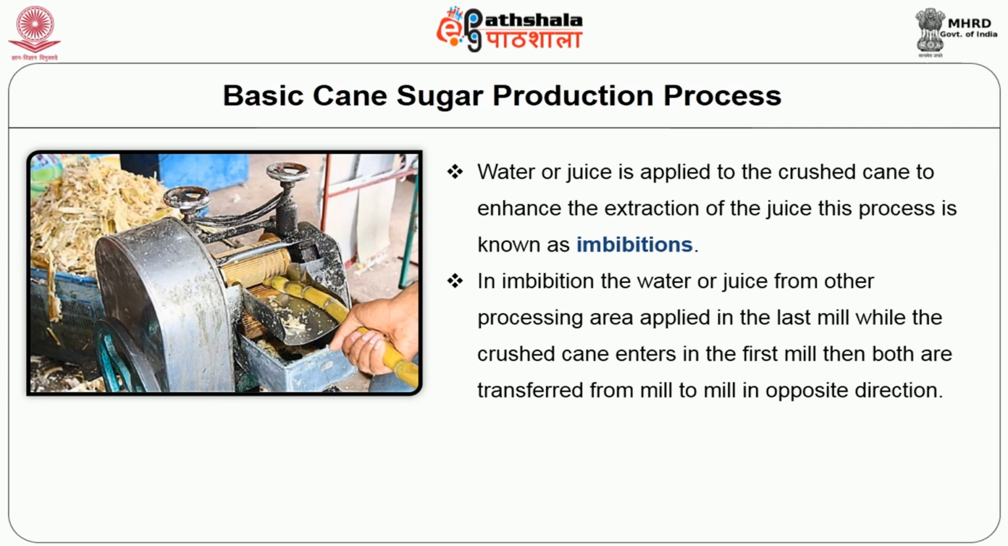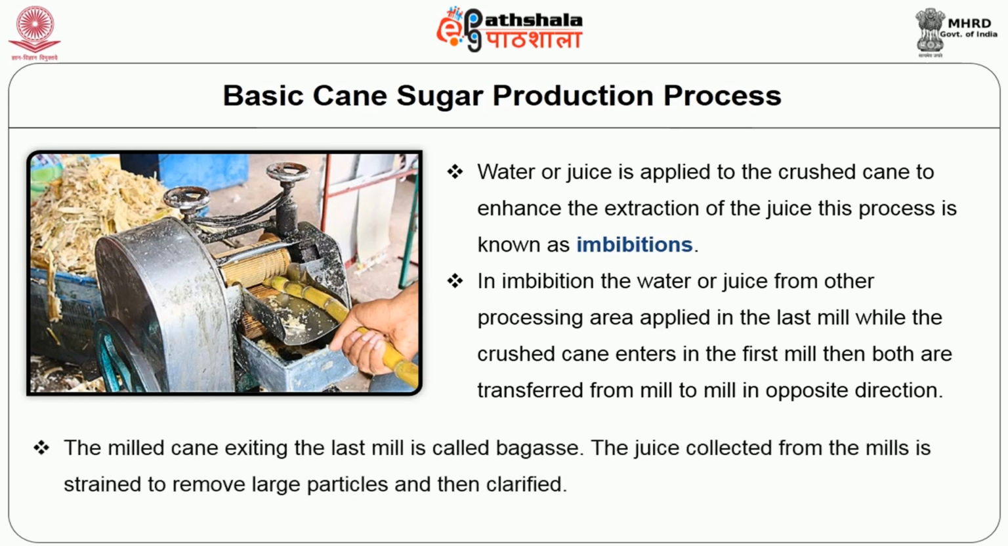In imbibition, the water or juice from other processing areas is applied in the last mill while the crushed cane enters the first mill. Then both are transferred from mill to mill in opposite directions. The milled cane exiting the last mill is called bagasse. The juice collected from the mills is strained to remove large particles and then clarified.